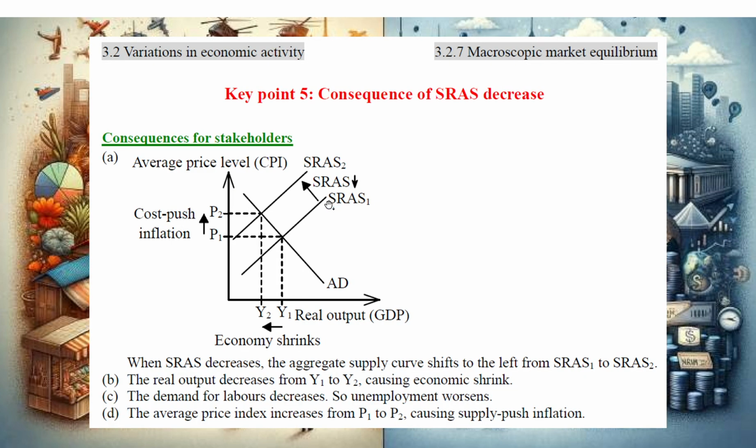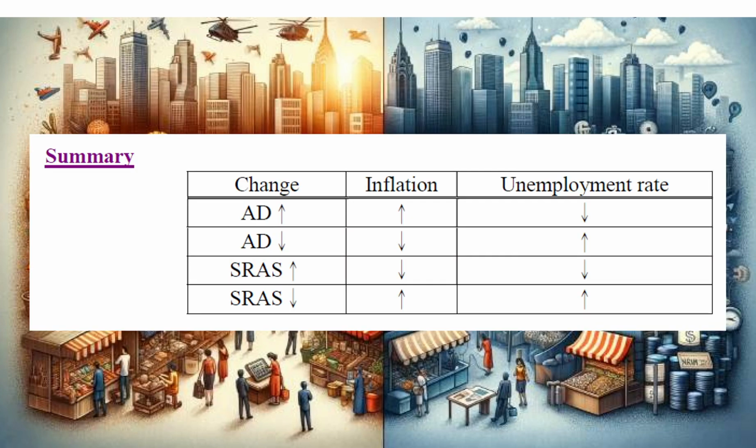So on the contrary, a decrease of SRAS will be like this, okay. Y1 drops to Y2, demand for labor decreases, unemployment rate increases, absolute poverty rate increases, and the worst is price level increases, causing supply push inflation. It's bad. Okay. So we have a summary here. You can see all the up and down combinations can be described by one change of AD, either AD increase or decrease, or SRAS increase. They don't overlap. So if you talk about one change, okay, only one answer, okay.